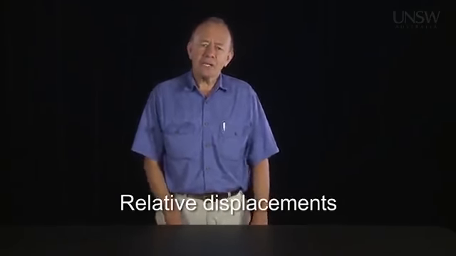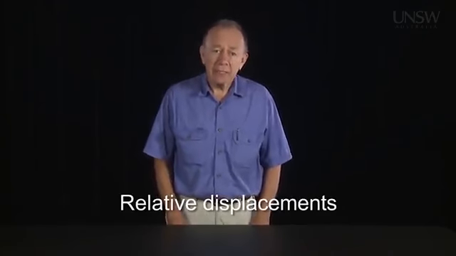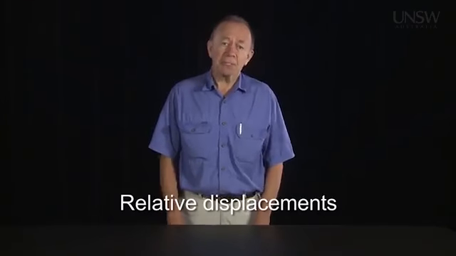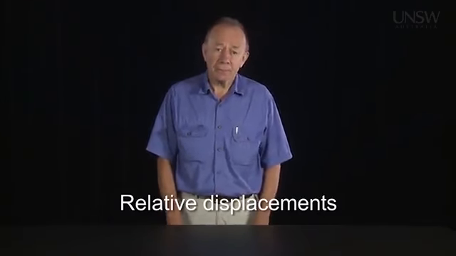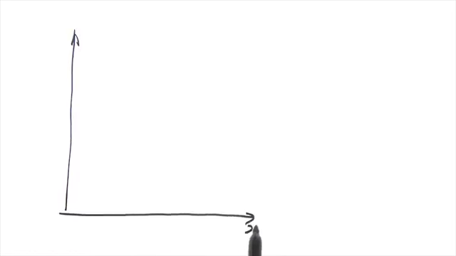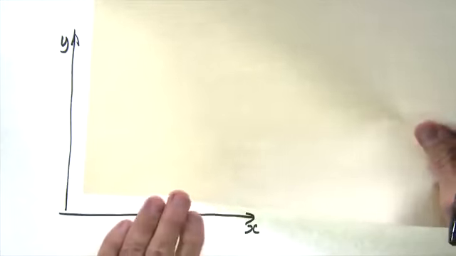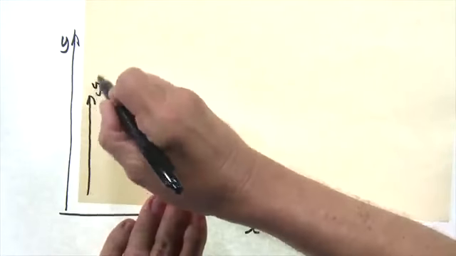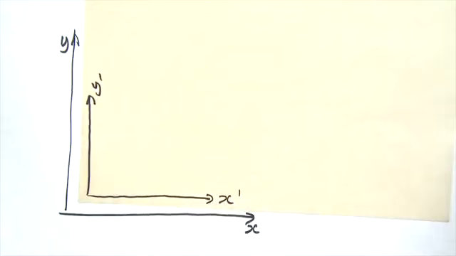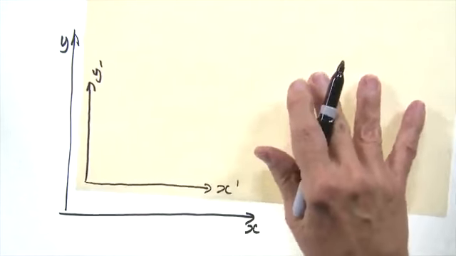So far, we've just looked at velocity. Now let's look at displacements observed in different frames. Here are my x and y axes fixed on the desk. And here is my moving frame of reference, also with axes. I'll call them x dashed and y dashed.